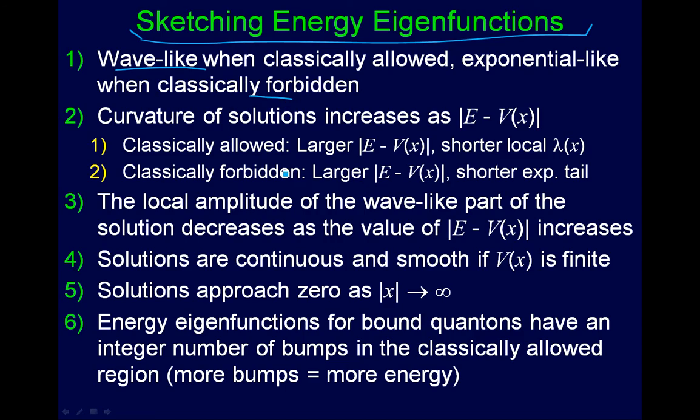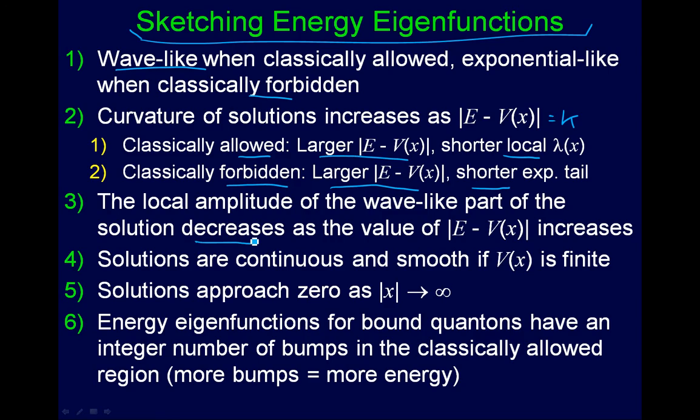Okay, we talked about that. The curvature of the solutions increases as the kinetic energy, or as the E minus Vx, increases. So classically allowed, what that means is the larger E minus Vx is, the larger your kinetic energy, the shorter your local wavelength is. That's the first thing we started talking about. In the classically forbidden region, okay, we're going to see that the larger E minus Vx is, the shorter our exponential tail is, and we'll talk about this in a second.